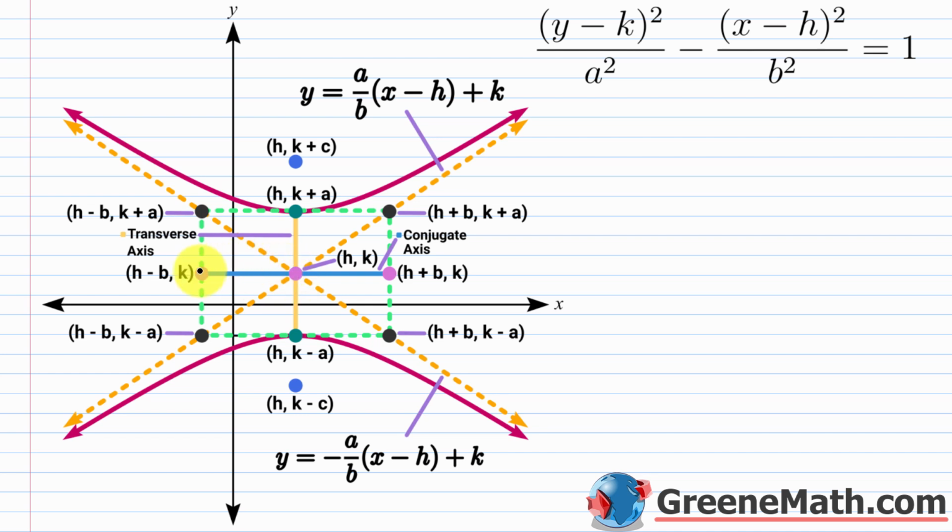From the center, you're going b units to the left and a units down. So h minus b comma k minus a. And then from the center, you're going b units to the right and a units down. So h plus b comma k minus a.